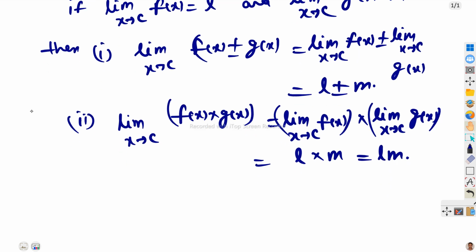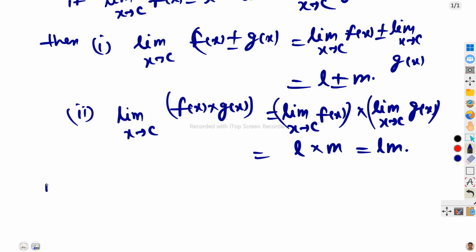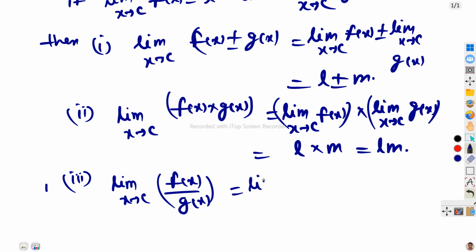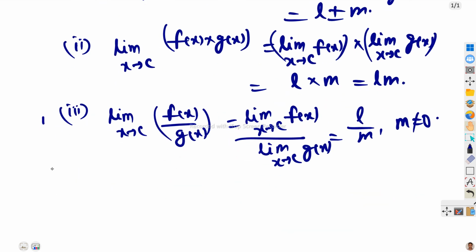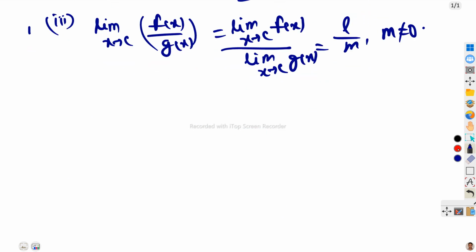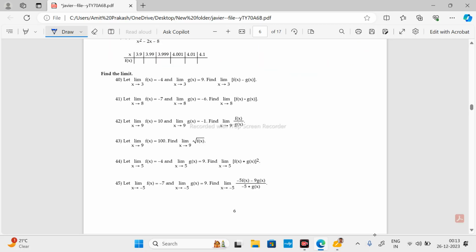So again, we have another situation. Limit x tends to c of f(x) upon g(x) equals limit x tends to c f(x) upon limit x tends to c g(x), and this equals L upon m, provided m is not equal to 0. So this is called the algebra of limits, and we are going to use this in finding the limits of given problems.